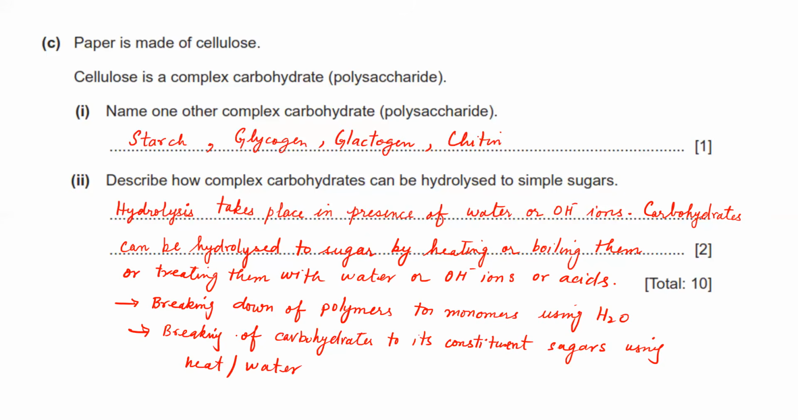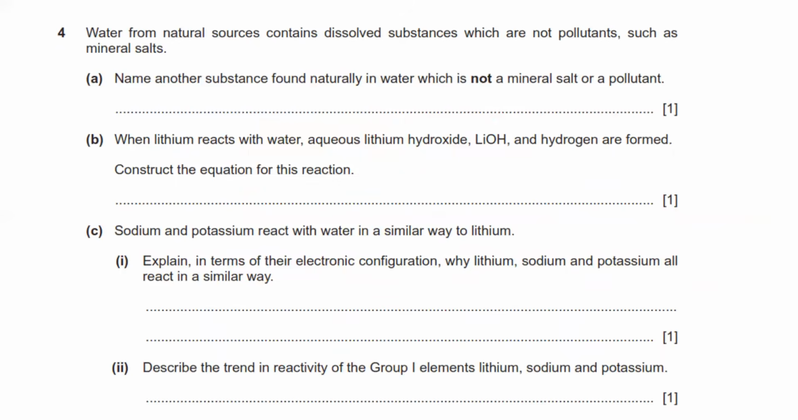So this is overall what hydrolysis is, and you can explain this using this information in your own words as well. So the two things they are looking for is that hydrolysis is breaking down of carbohydrates into its constituent sugars, and the other thing they want to know is that it can be done in the presence of water or OH negative ions or acids, and it can also be done using heating or boiling them as well. Okay, so next part, question number 4.